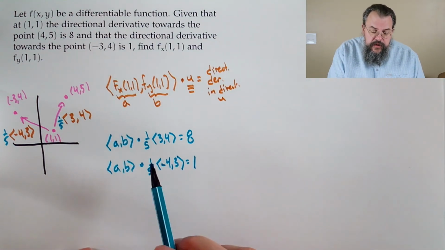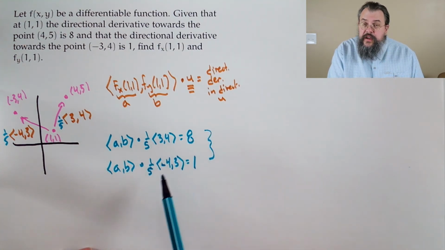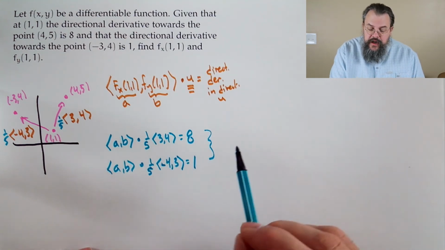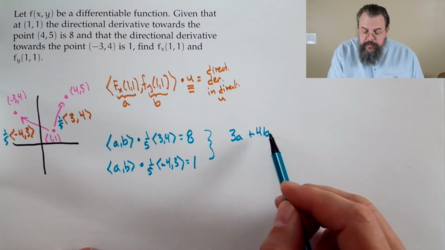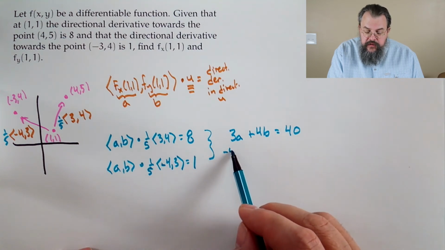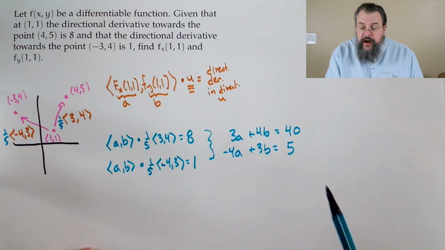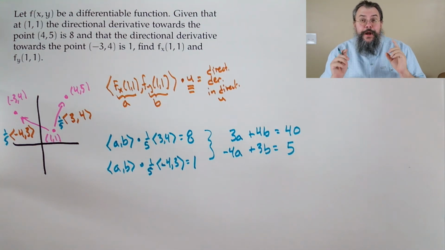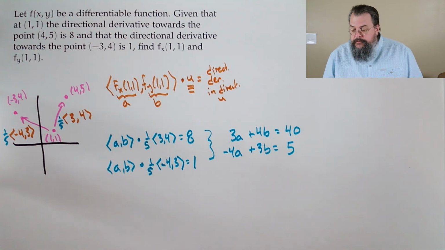Okay, so I'm going to do two things. First, multiply by 5 just to get rid of my fractions. I like getting rid of fractions. And then I'll do the dot product. So 3 times A plus 4 times B has to equal 40. And minus 4 times A plus 3 times B has to equal 5. Good. 2 equations, 2 unknowns, the right number.